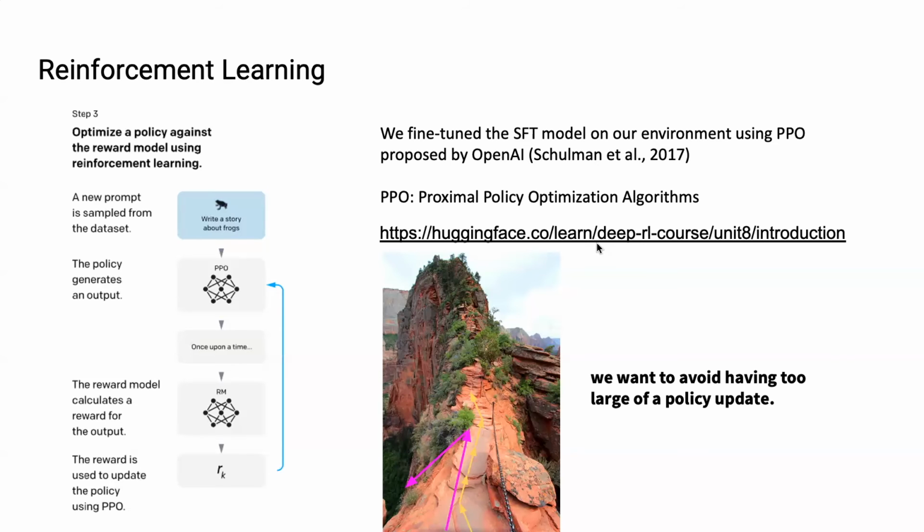If we want more details about it, Hugging Face has a very good deep reinforcement learning course, and the first unit covers the PPO algorithm. If needed, we can have another session focused on PPO. But what I want you to remember is that what the PPO algorithm is doing in InstructGPT is trying to maximize the reward of its output so that it can give more human preferred outputs.